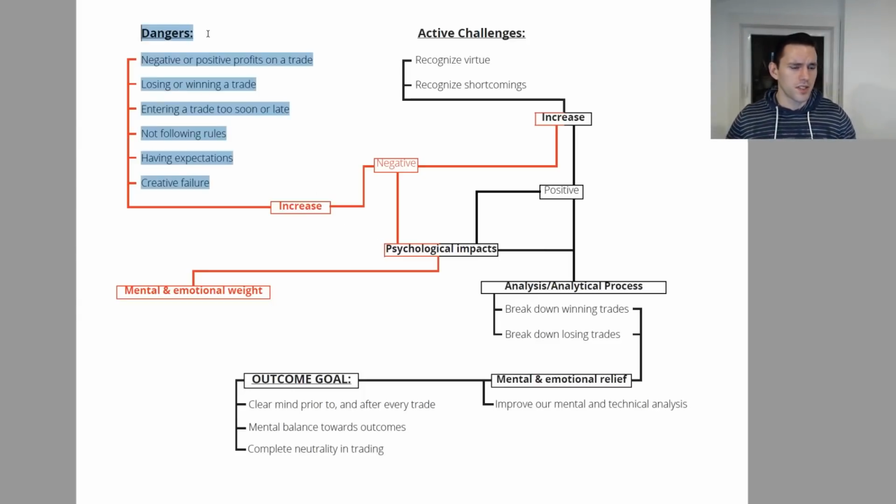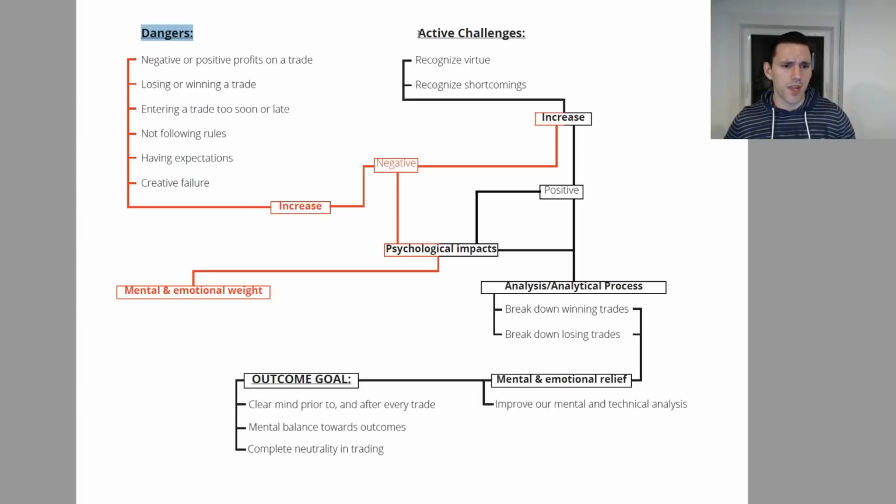So this is the dangers that we have in the market, and this is the active challenges. We're going to start out with the dangers first. What are some of the dangers that we face as traders with our psyche and our mental analysis? There's quite a few, so hang in there. The first is negative or positive profits on a trade. I'm going to talk about each one of these in some depth. It's not just going to be me reading off the chart; I'm going to talk this map through, what it does and how it works.